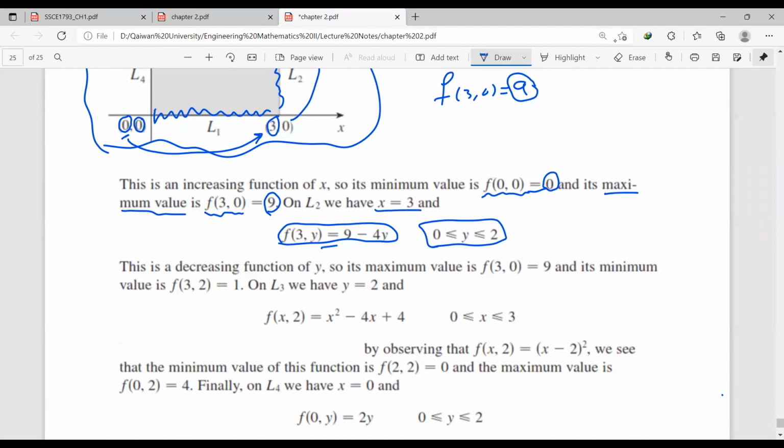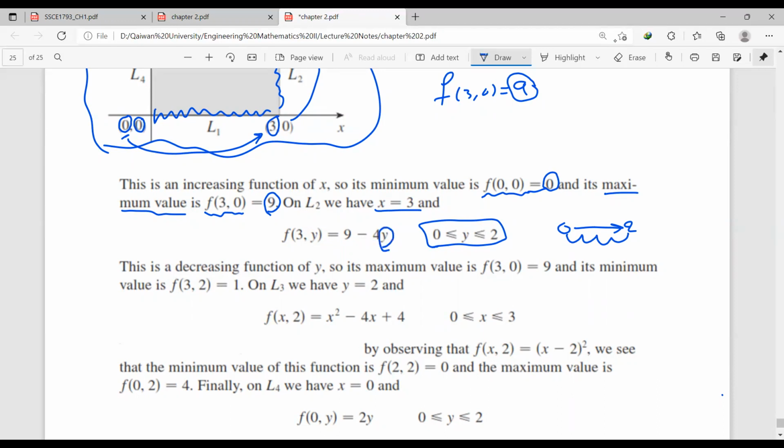Here, for this function, Y is changing from 0 to 2. By increasing the value of Y, the function is decreasing. That means if we increase the value of y here, we get 9 - 4y. By increasing the value of y, the function is decreasing.